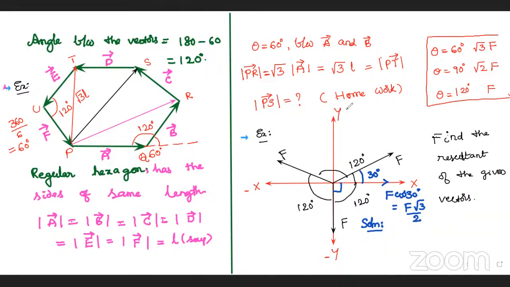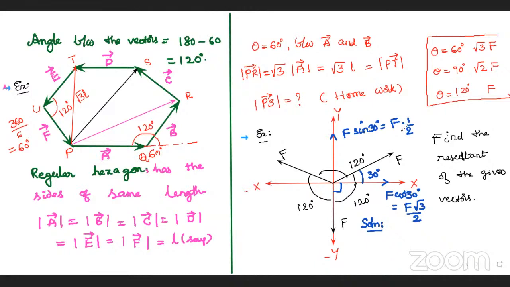And here look at the other component along the y-axis. If one is F cos 30, the other component will be F sin 30. Sin 30 is how much? 1 by 2. So it is F times 1 by 2.